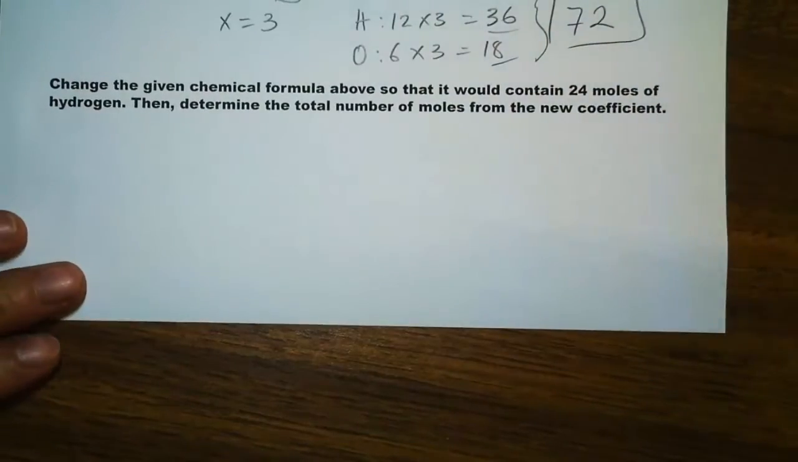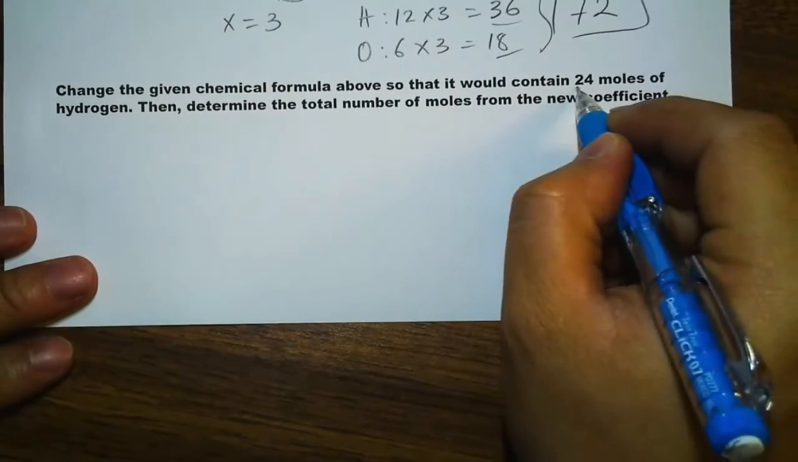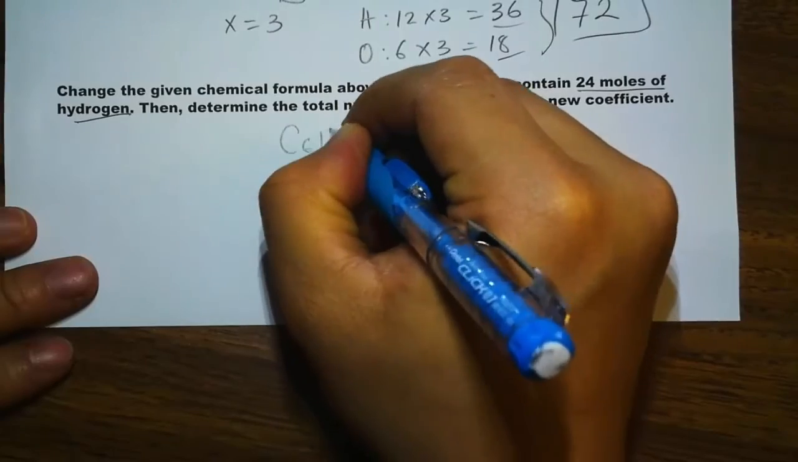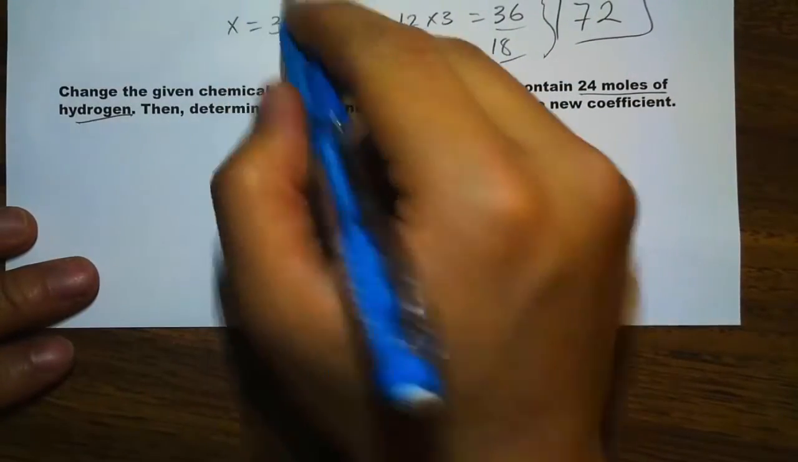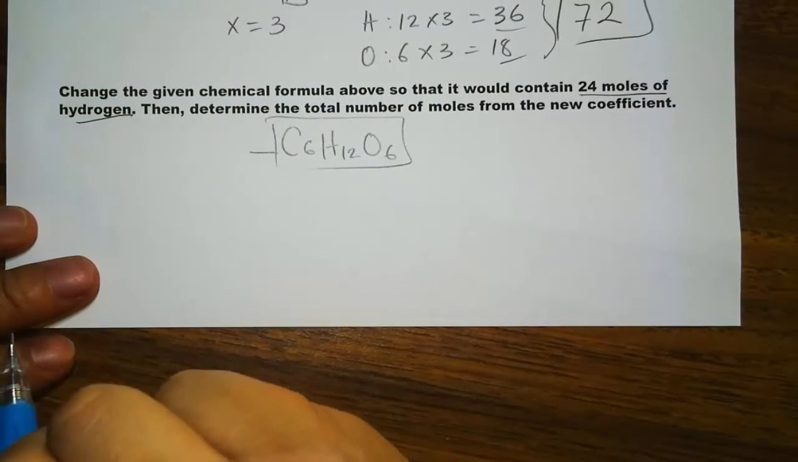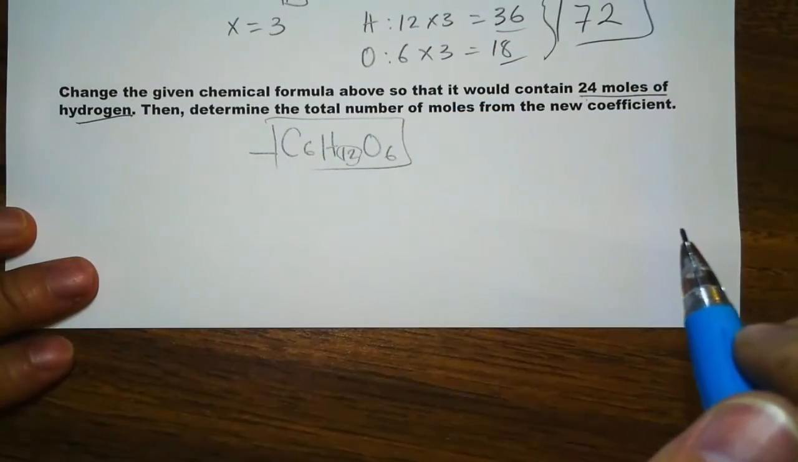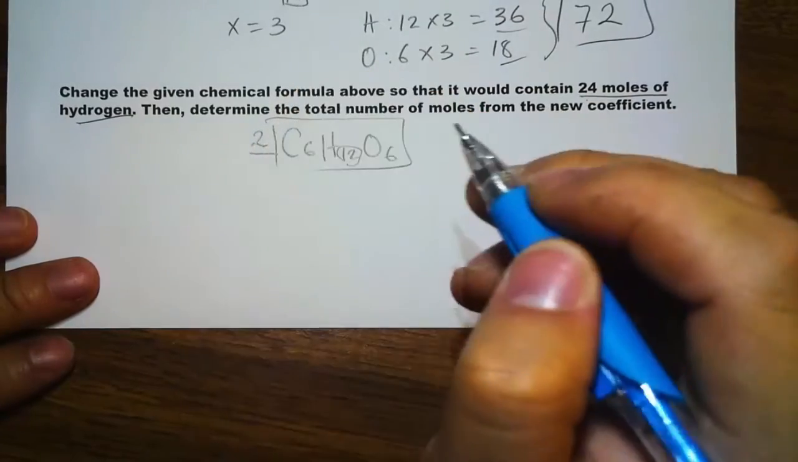Let's try another one. Here I want the new coefficient that gives us 24 moles of hydrogen. So rewrite again: C6H12O6. Notice how I ignore the number 3. I restart from the chemical formula itself. So here I want 24. If each one gives me 12, how many do I need? Of course I need another one. So this is going to be 2.